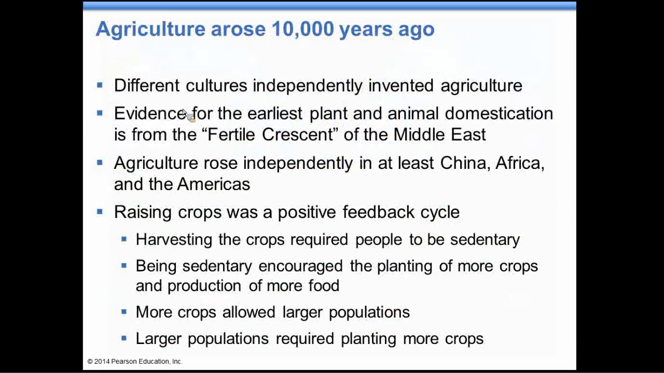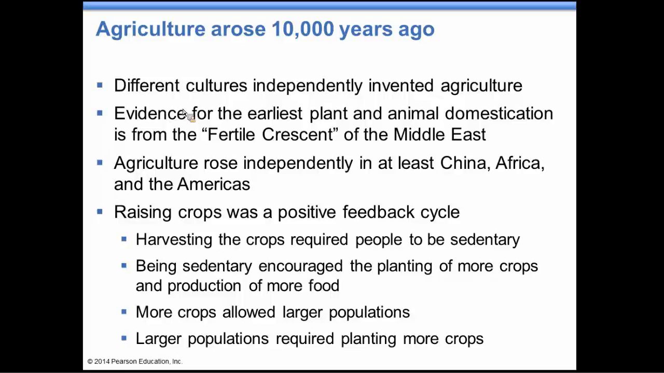So agriculture rose 10,000 years ago. Different cultures independently came across the idea of agriculture, and evidence for the earliest plant and animal domestication is from the Fertile Crescent of the Middle East, or Mesopotamia. Agriculture arose independently, at least in China, Africa, and the Americas also.